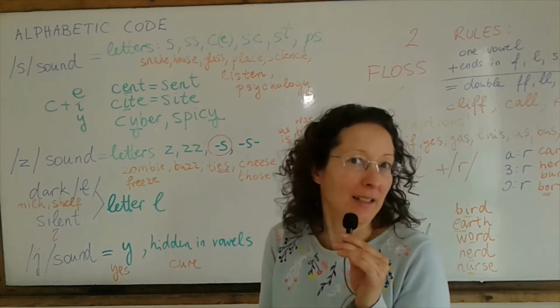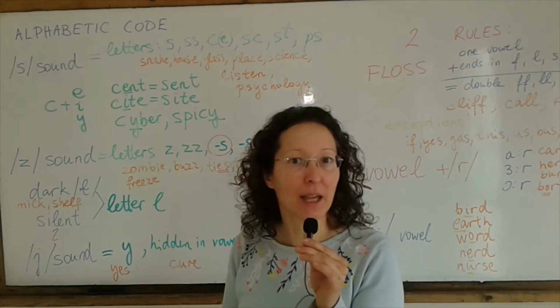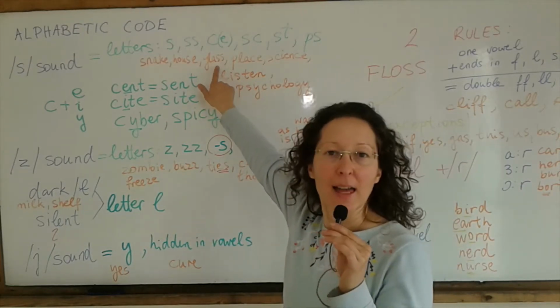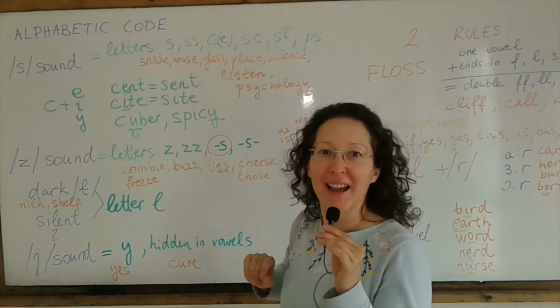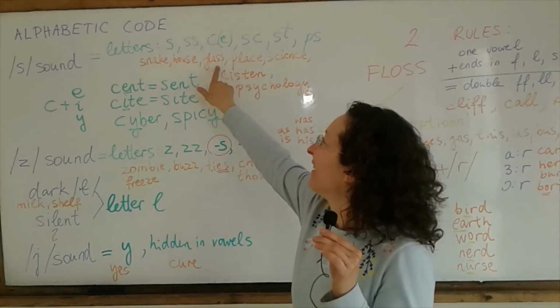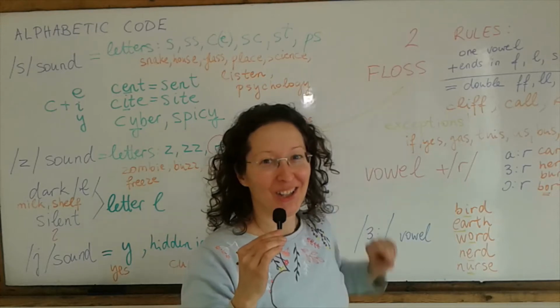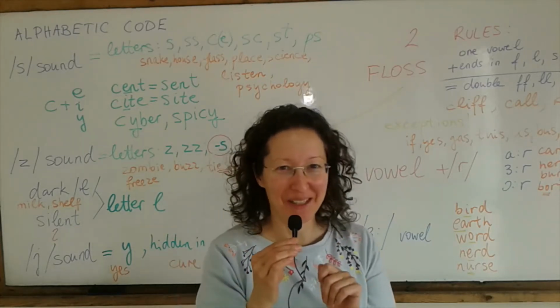Let's see what the sound S could look like in a word. Well, it could look like a letter S. It can be double S, like glass, which is actually the floss rule. We're going to talk about that in a minute.